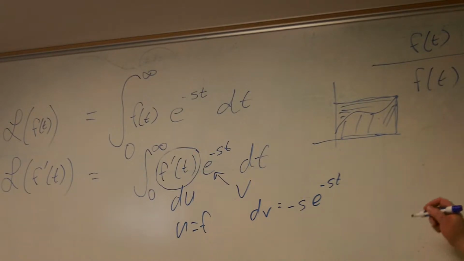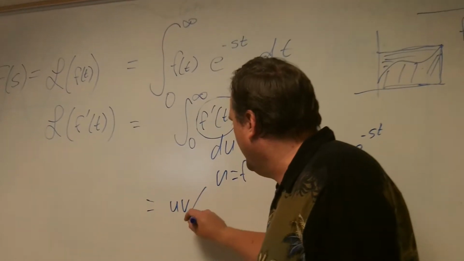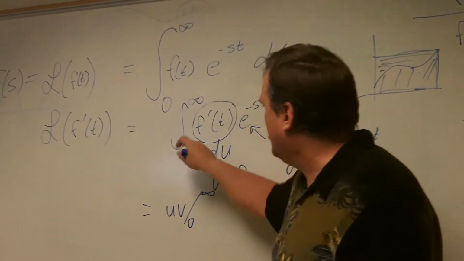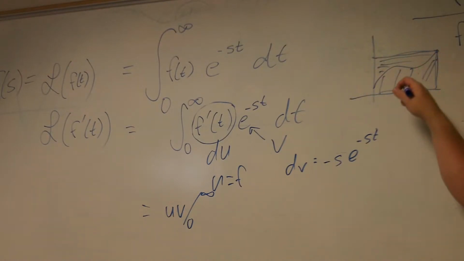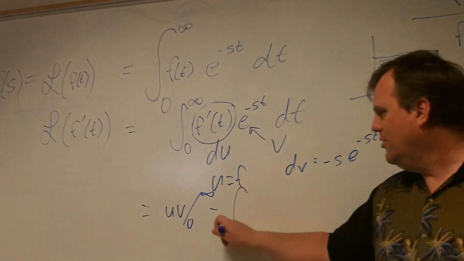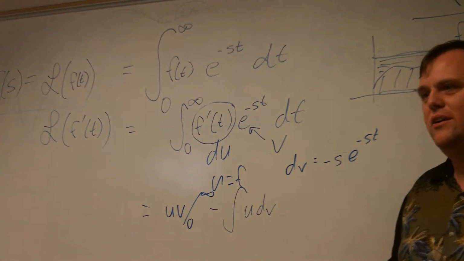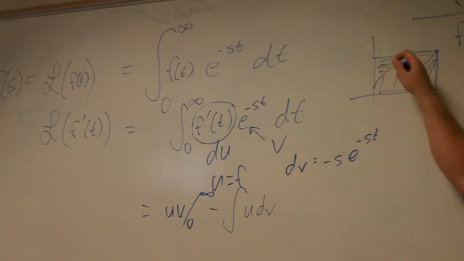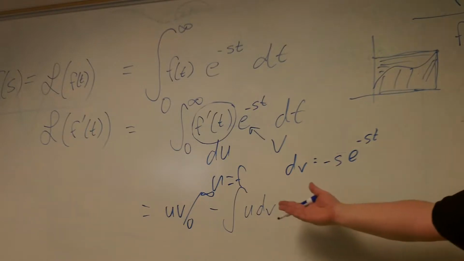And what you get is uv integrated across the entire thing. In this case, I was going from 0 to infinity. That's the total area. That's the box, minus the integral of u dv. That's this part up here. So the area under it makes sense: the box minus the area over. It's even written in that form.